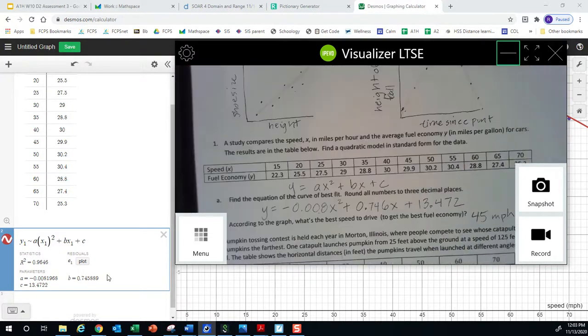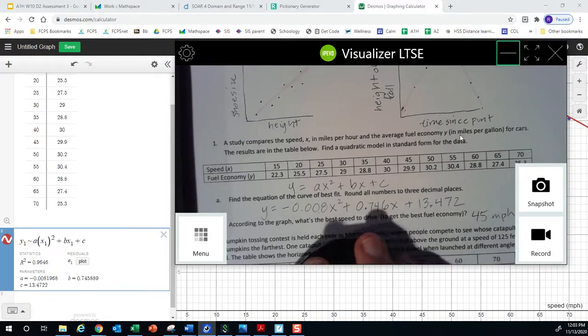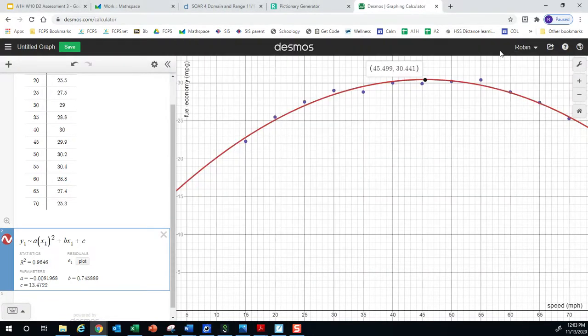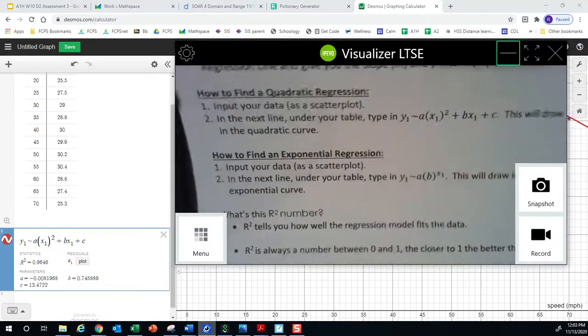So this is pretty good. If you look at this graph, it's not going through all the points, but it's pretty close to all of these points, right? There are no points that are really far off the curve, so I can look at that and see.